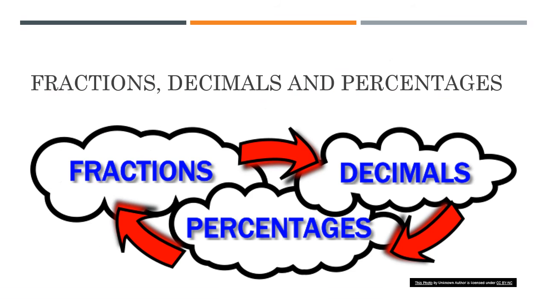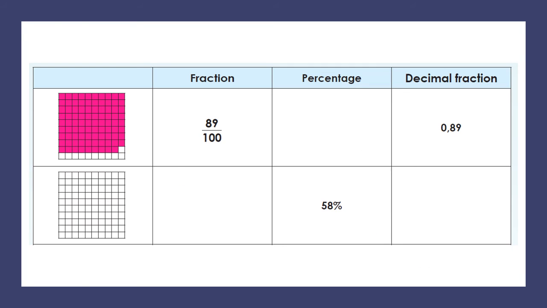Okay, we're going to just touch on fractions, decimals, and percentages. Let's look at a fraction. A fraction would be something over something. It's got a numerator and it's got a denominator. A percentage is a numerator that is over 100. So you must always make sure that it's over 100.